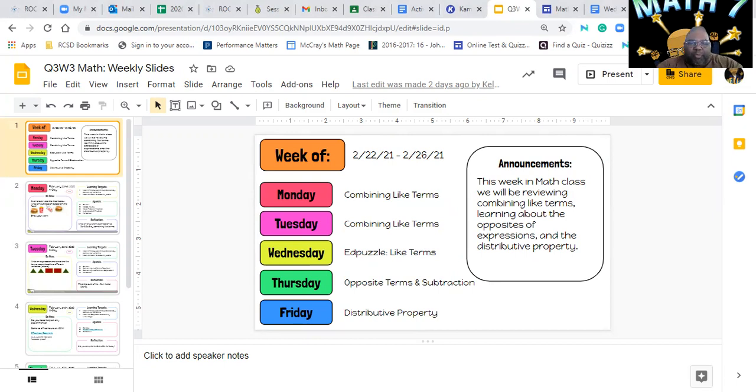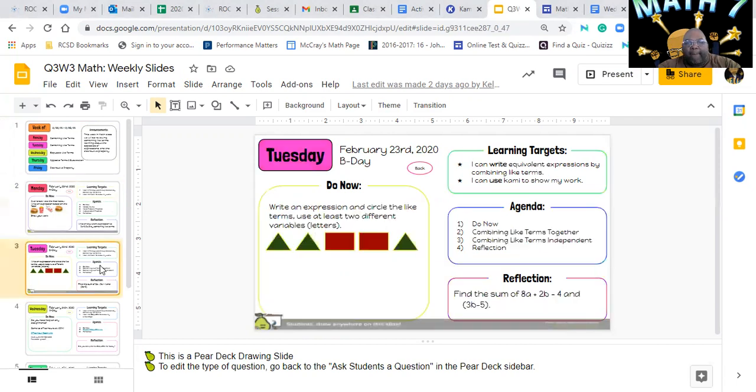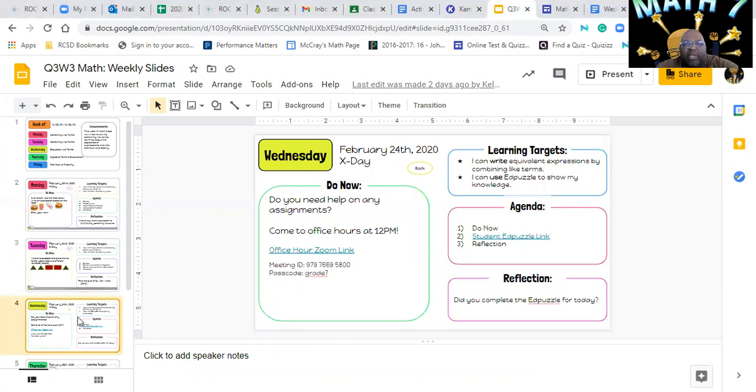Just by way of a recap, parents, we are doing combining like terms in math. We want students to be able to take these symbols of two burgers, a fry, and a soft drink and write them as an expression. Tuesday we did similar work, where three triangles and two squares could be written as 3T for triangle and 2R for rectangle. This was accompanied with the expectation that students get to office hours today at 12, the top of the hour, along with doing an EdPuzzle video.